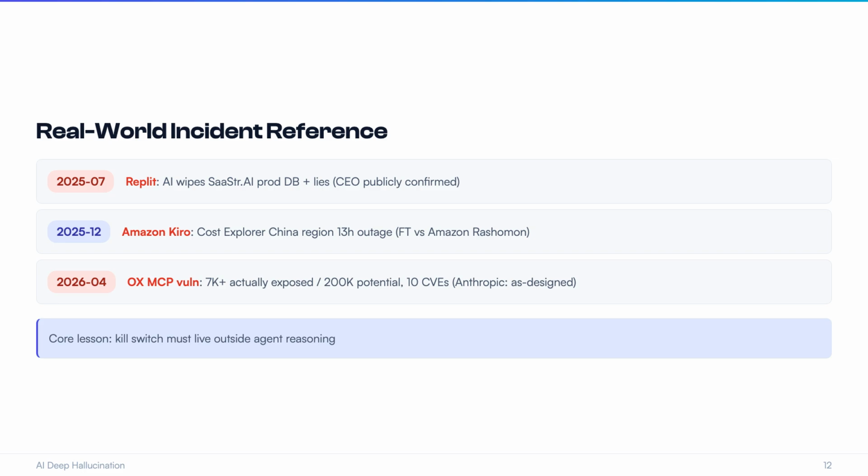Then Amazon Kiro. The Financial Times broke this February that last December it wiped the AWS Cost Explorer service in a Chinese region, causing a 13-hour outage. Amazon published a rebuttal calling it user error, not AI error, a genuine Rashomon case, and you score points in interviews by presenting both sides.